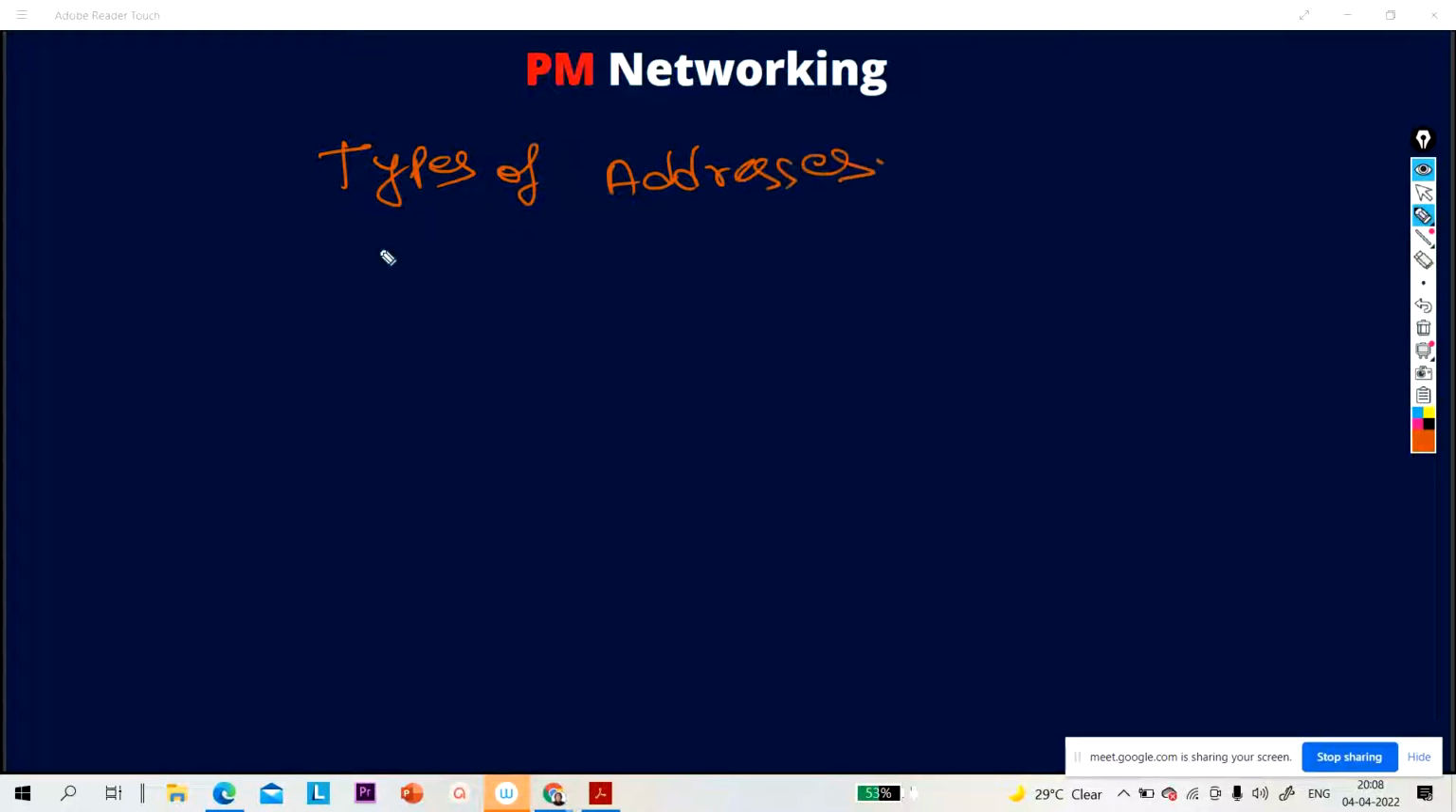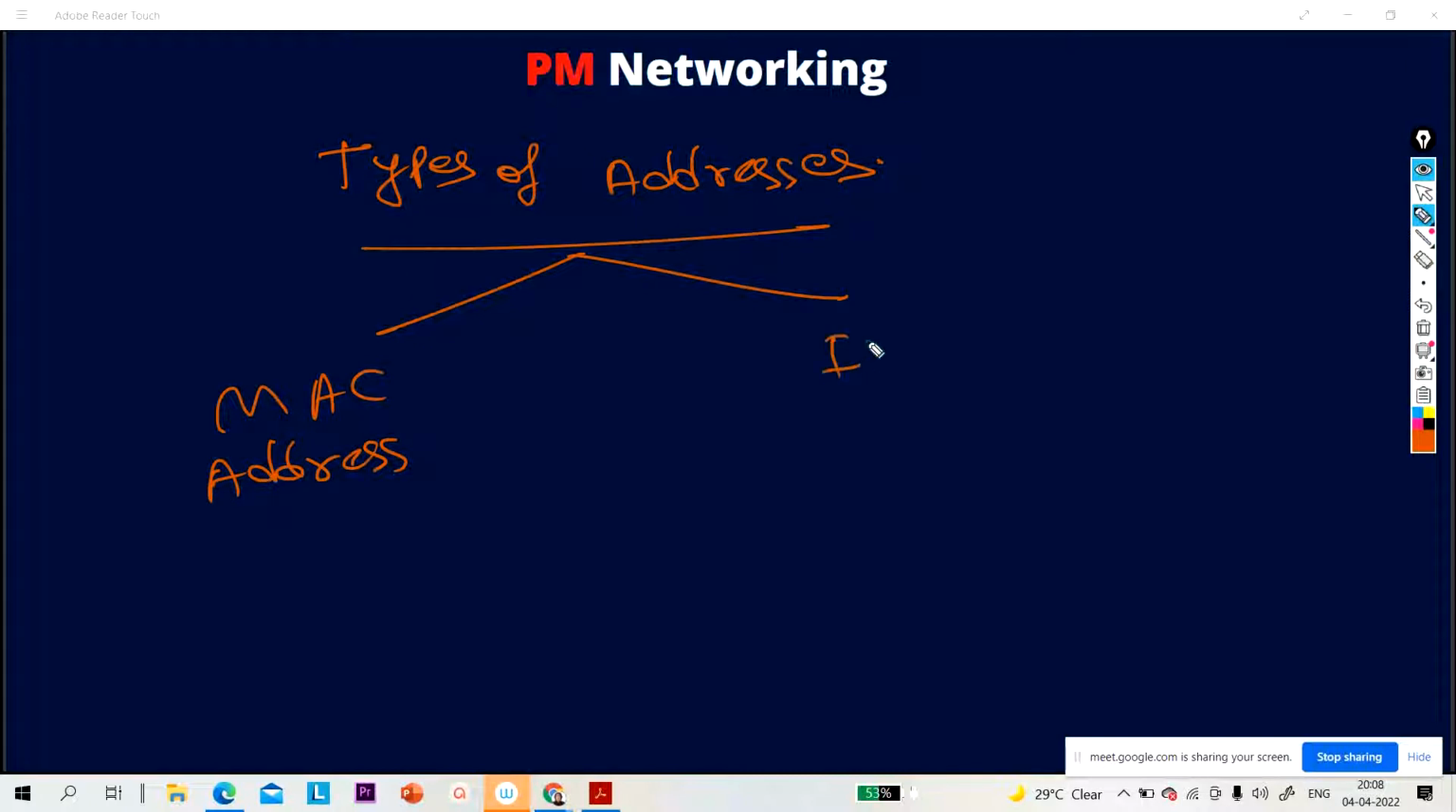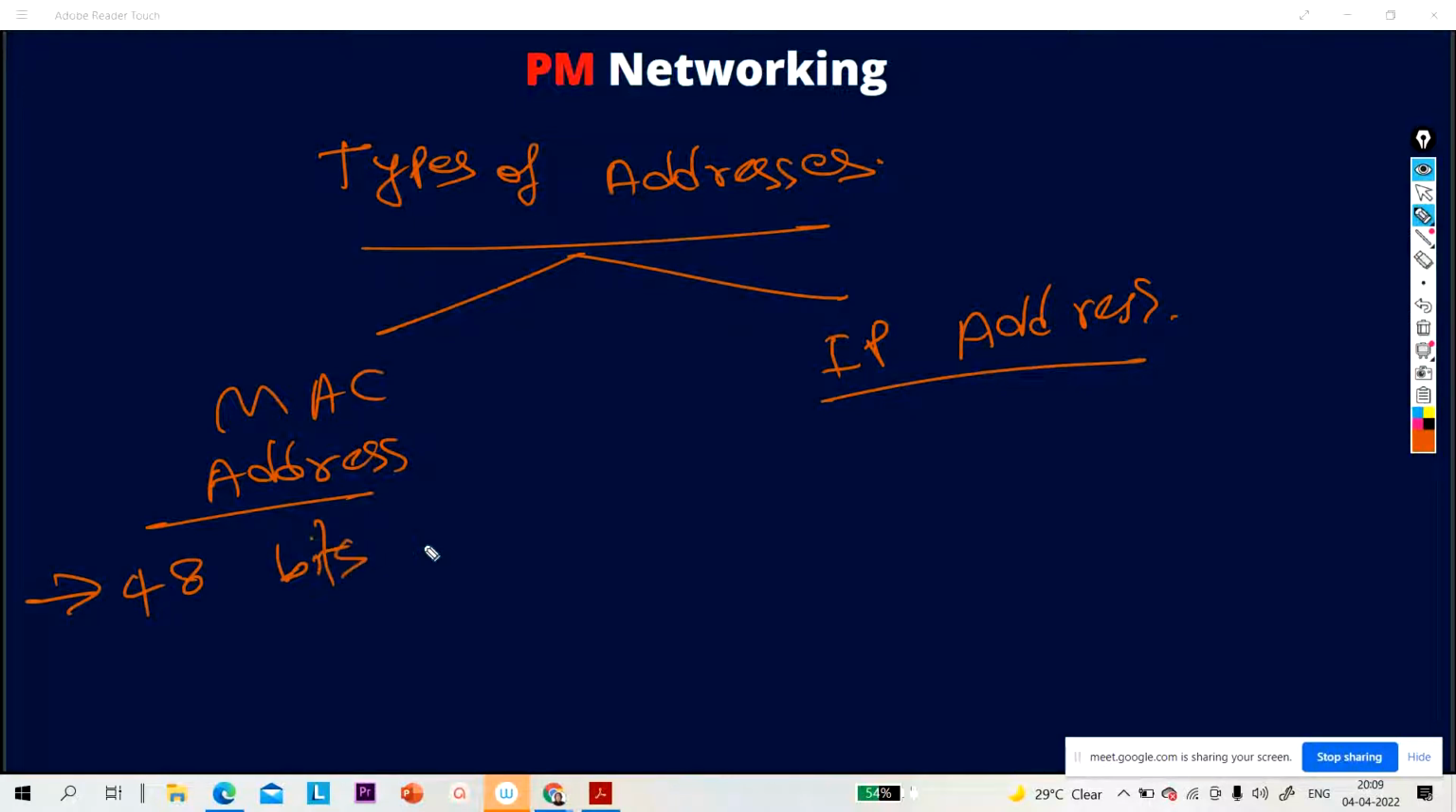Types of addresses. Two types of address. First one is MAC address and second one is IP address. Okay, so MAC address is a 48 bits address, 48 bits.